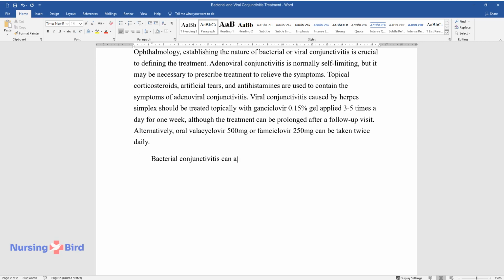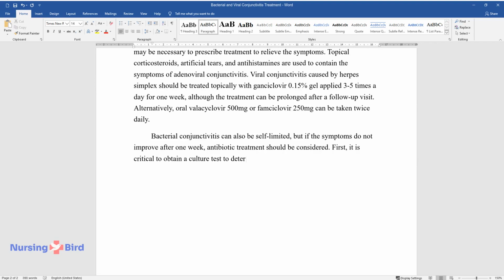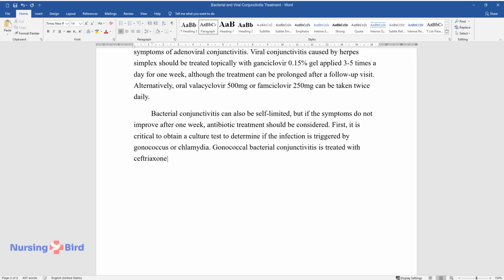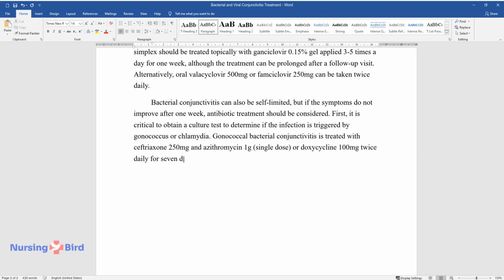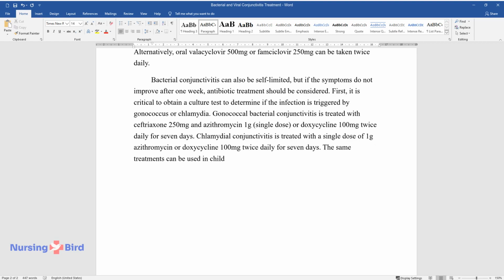Bacterial conjunctivitis can also be self-limited, but if the symptoms do not improve after 1 week, antibiotic treatment should be considered. First, it is critical to obtain a culture test to determine if the infection is triggered by gonococcus or chlamydia. Gonococcal bacterial conjunctivitis is treated with ceftriaxone 250 mg and azithromycin 1 gram, single dose, or doxycycline 100 mg twice daily for 7 days. Chlamydial conjunctivitis is treated with a single dose of 1 gram azithromycin or doxycycline 100 mg twice daily for 7 days. The same treatments can be used in children as long as the dosages are appropriate to age and weight.